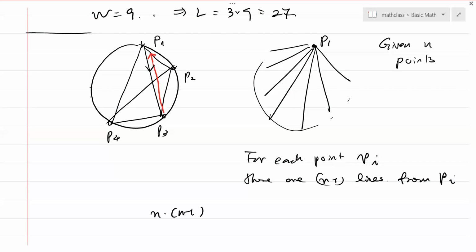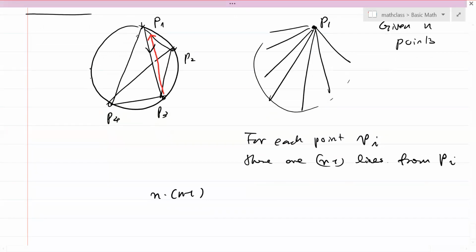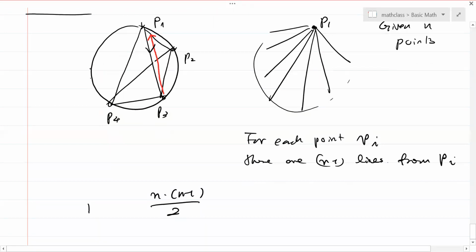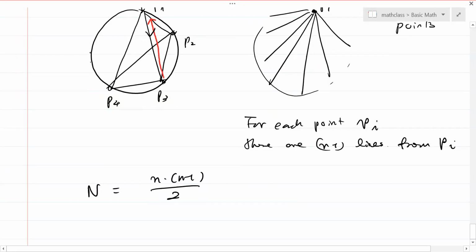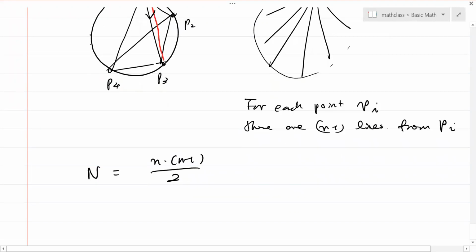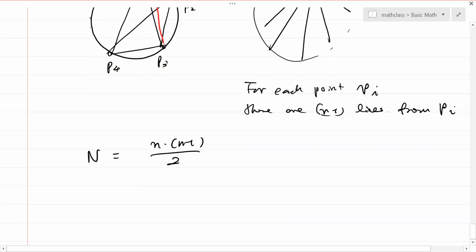And then you have n points, so you multiply by n. But then you will see that each of them is double counted. So you have to divide by 2. So that will be the answer. This is the number of the chords. Once you get this formula, let's derive it by ourselves, then you solve the problem.